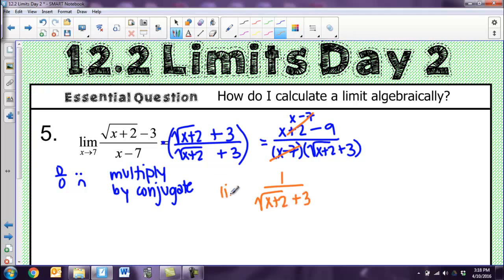But I can plug in 7 into this. If I plug in 7, I get 1 over the square root of 7 plus 2 is 9, plus 3. So the square root of 9 is 3, so 1 over 6. So again, you need to multiply by the conjugate in order to get rid of the square root business, and that's how you can manipulate something that looks like that guy.